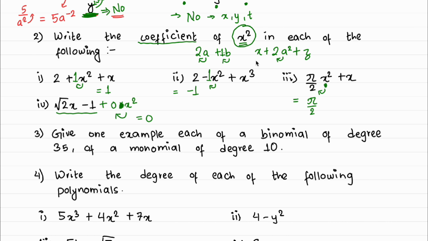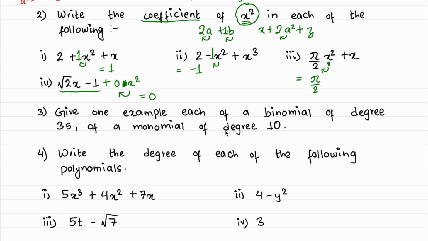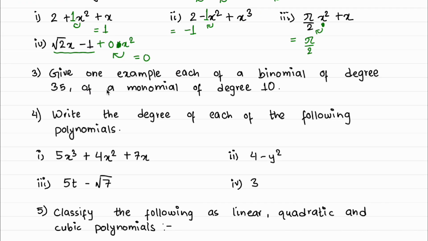Now let's move to our third question. Our third question is asking us to give an example of a binomial and a monomial of degree 35 and degree 10. So to give an example of a binomial and monomial, we need to know what binomial and monomial are, and we also need to know what is degree, okay? So before doing this third question, let's do our fourth question first. So we would know what a degree is, and we will also learn what is a monomial and a binomial.